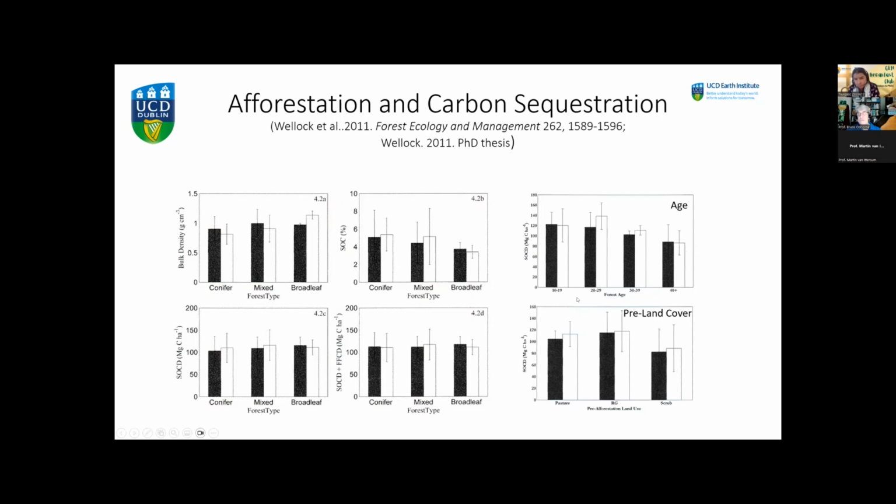The age of the forest also doesn't seem to have an impact either. Irrespective of the age of the forest, you can also see that there's very little evidence for an increase in carbon sequestration. And also the initial land cover prior to afforestation doesn't seem to have an effect on soil carbon sequestration. So in this particular example, afforestation in Ireland doesn't, on the basis of these results, have any significant impact on soil carbon sequestration.